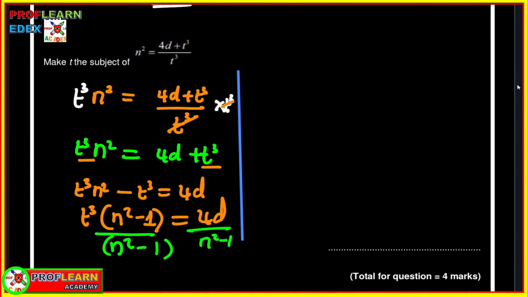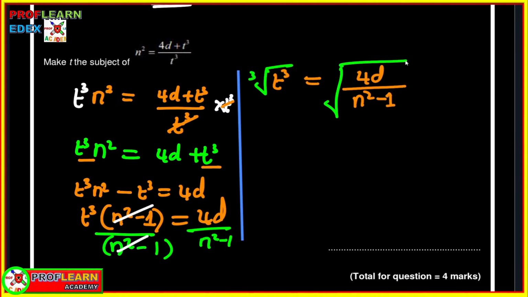and that is going to cancel out. Of course, this and this will cancel out. We're gonna have our equation being t cubed equals to 4d over n squared minus 1, and then finding the cube root both sides. We can be able to find cube root here, and we're gonna have our t equal to the cube root of 4d over n squared minus 1 as our final answer in that case.